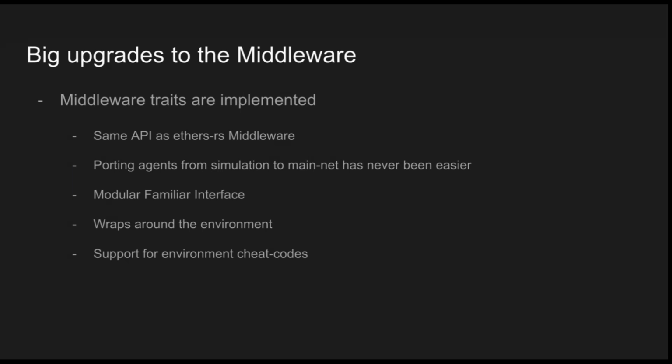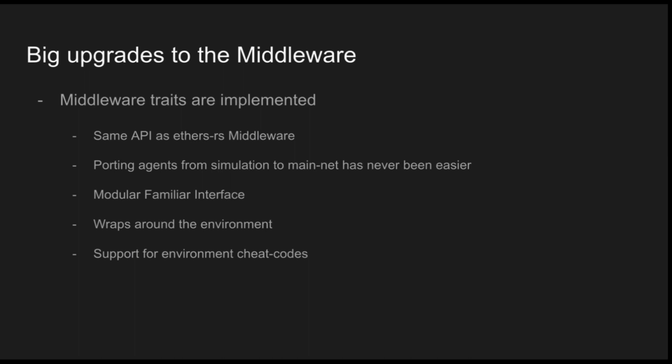So moving in, the largest changes we made are the middleware changes. As I said, we implemented these middleware traits from the Ethers RS middleware module. This allows us to have the same API as Ethers RS middleware while maintaining our speed by using revm as our under-the-hood execution engine.